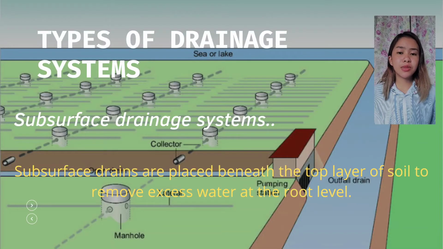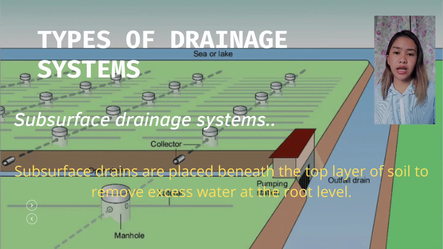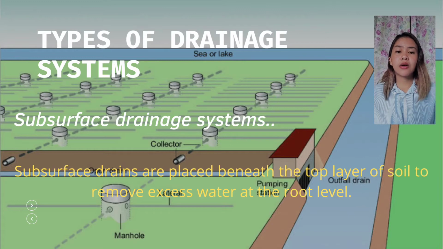The next type is the subsurface drainage system. A subsurface drainage system is also known as a French drain. Subsurface drains are placed beneath the top layer of soil to remove excess water at the root level. Subsurface drains require the digging of deep ditches and the installation of underground pipes.